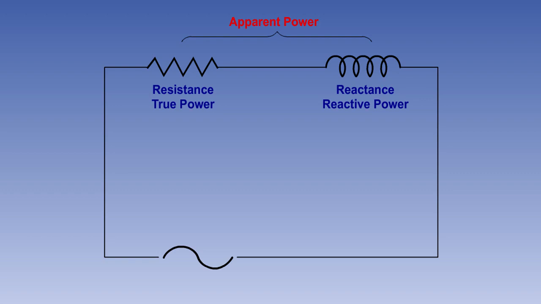The total power being felt in the circuit will be the vector sum of the true power and the reactive power. This power is known as apparent power. It is also sometimes referred to as theoretical power or rated power. Irrespective of their phase relationship, apparent power can be calculated by multiplying the RMS voltage by the RMS current. It is measured in volt-amps or kilovolt-amps.